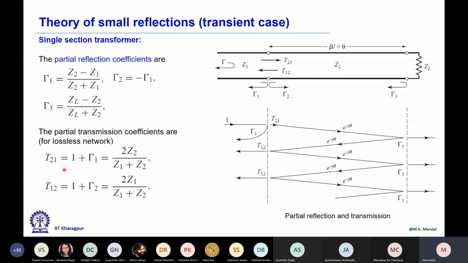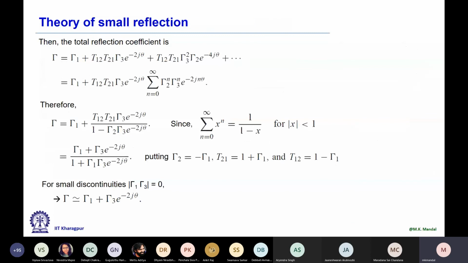We are just using the definition. So if I put the values, it is coming twice Z2 by Z1 plus Z2. Similarly, T12 is coming twice Z1 by Z1 plus Z2. This is for a single matching network. Now, let us expand it. We want to calculate overall gamma.